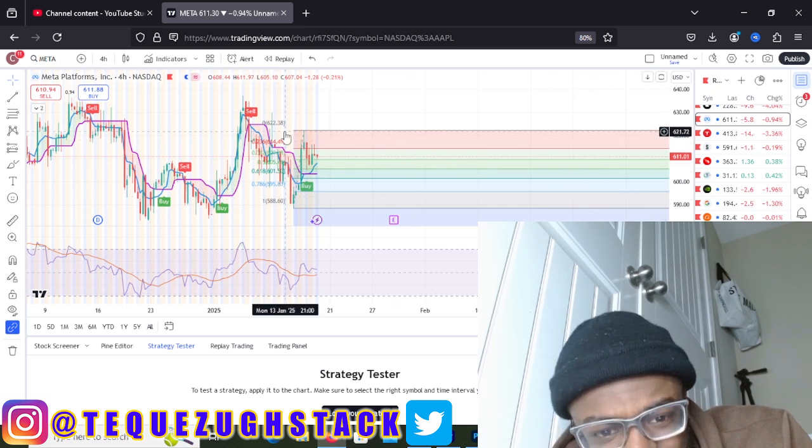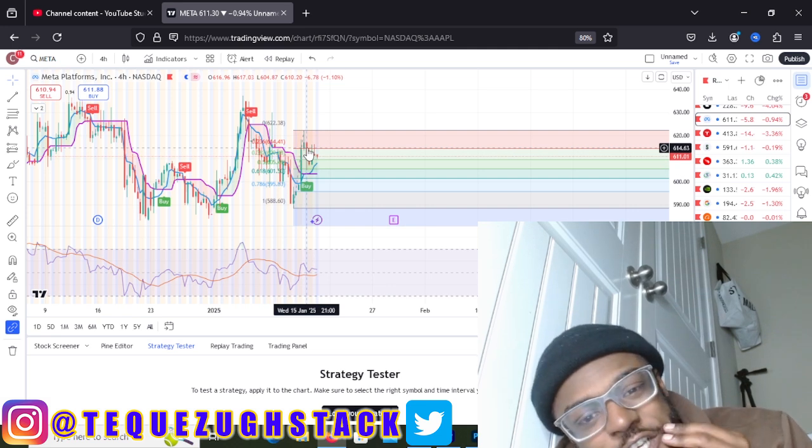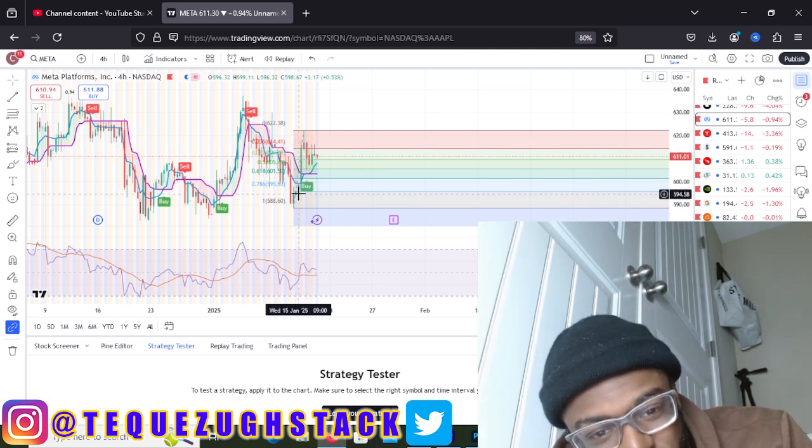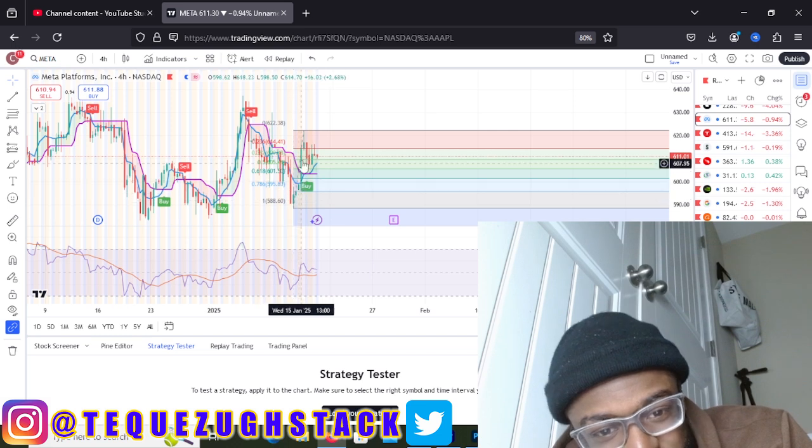I usually try to play to this green zone, guys. Remember, the green zone is the free money, bro. Once you go from gray to green, free money, bro. You got to call this a buy signal. And then I knew it was gonna go to 622.